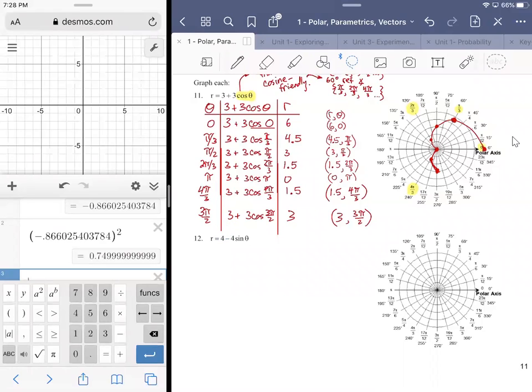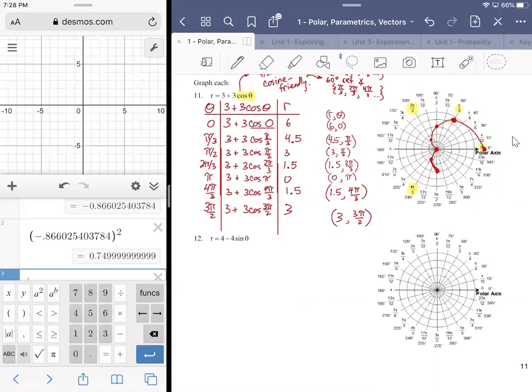Should 3 plus 3 cosine pi be 3, not 0? Which one? Sorry. When theta is pi. Oh, for pi? Yeah. Well, that one's going to be 3 minus 3, so that one should be 0. Thanks. Cleaning up a little bit.